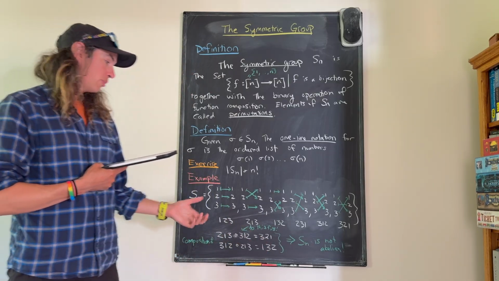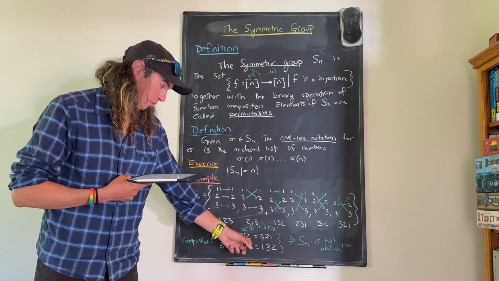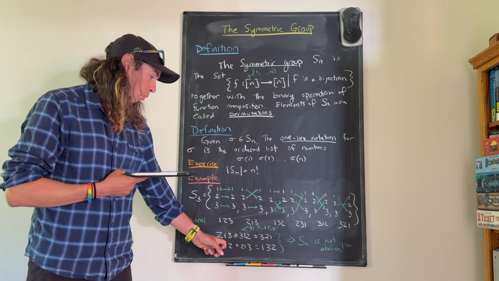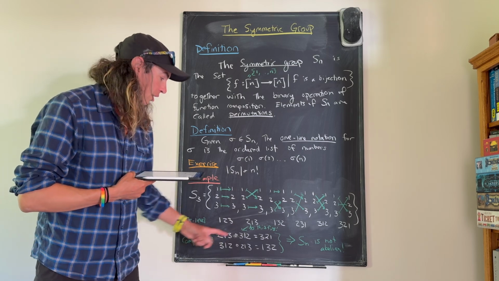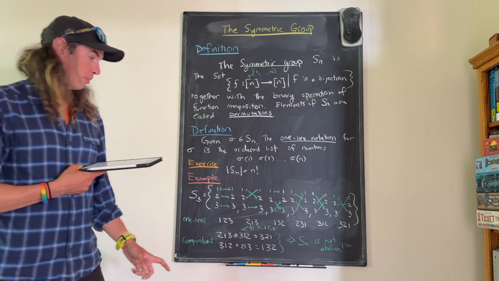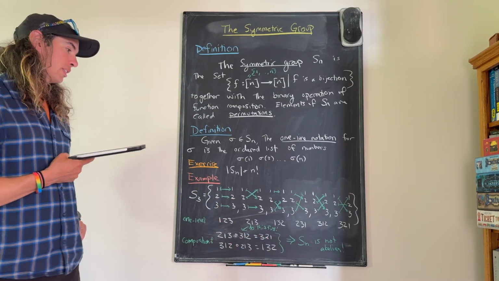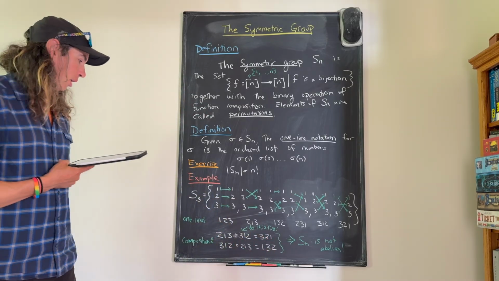And then finally, where does 3 go? Well, 3 goes to 2 in the first bijection, and then where does 2 go? 2 goes to 1 under the second bijection, so altogether 3 will go to 1. So in total we end up with the permutation 3, 2, 1. And in general, this is how you compute this kind of thing.